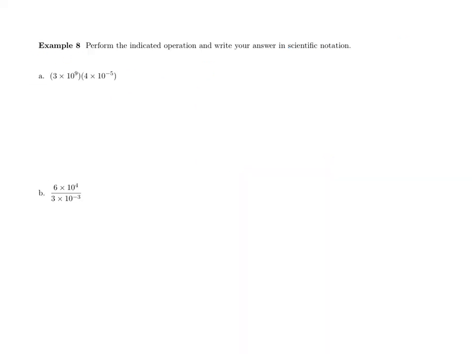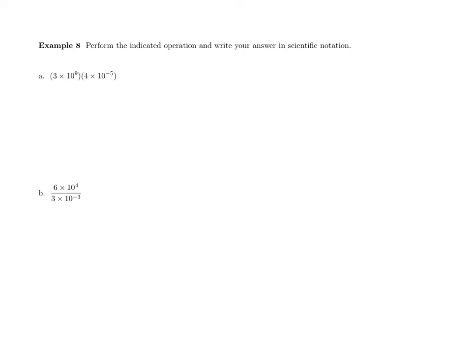In example 8, I want to perform the indicated operation in parts A and B, and then write the final answer in scientific notation. So in part A, we're multiplying two numbers in scientific notation, and in part B, we are dividing two numbers. So here we have 3 times 10 to the ninth times 4 times 10 to the negative fifth. Since all 4 of these parts are being multiplied together, we can really multiply them in any order.